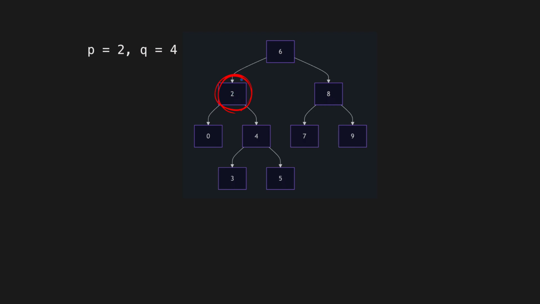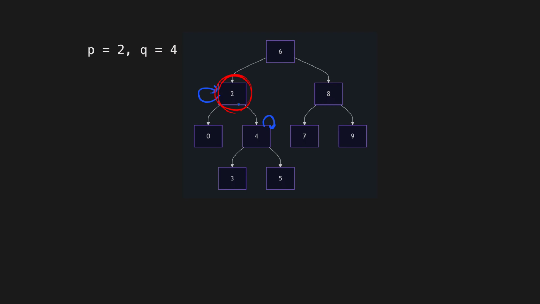So this time 2 should be the LCA because a node is allowed to be a descendant of itself. So node 2 will be the ancestor of itself as well as node 4. And if we go lower than this, say suppose we go towards node 4, we will find the ancestor for node 4 in node 4, but it will not be ancestor of node 2.